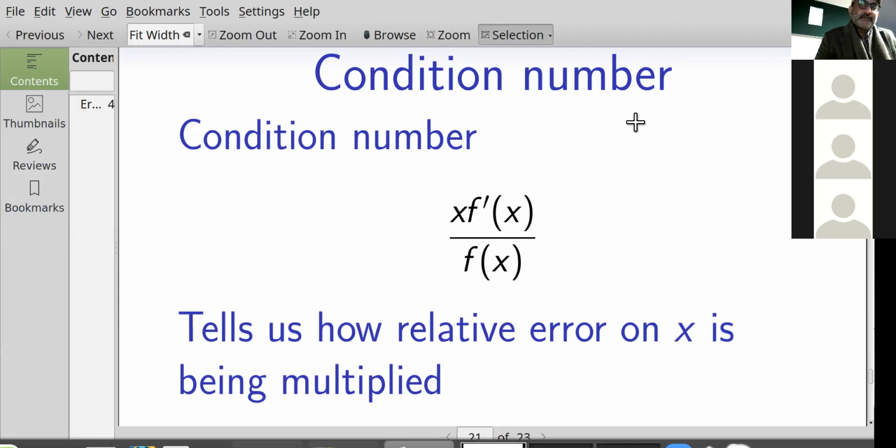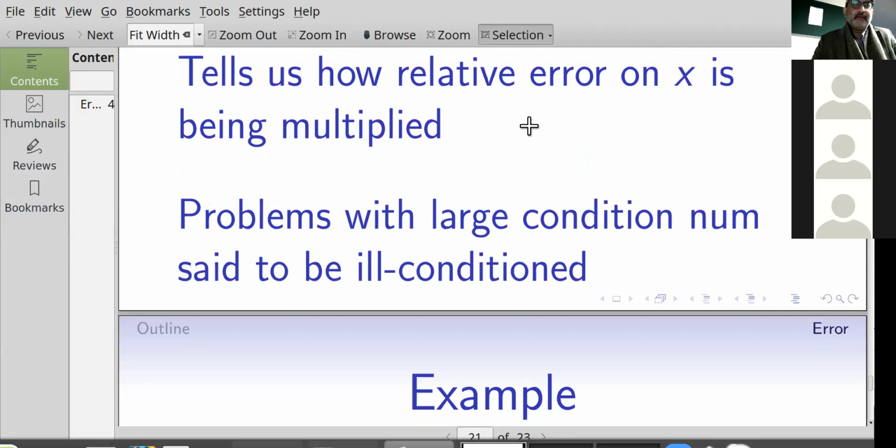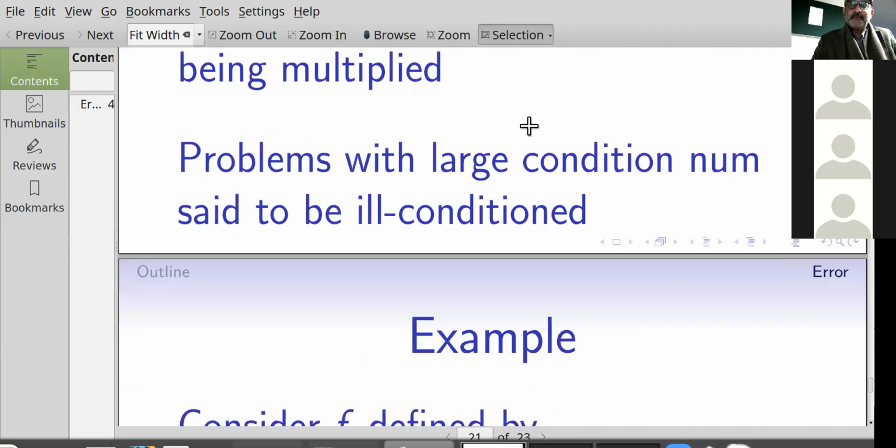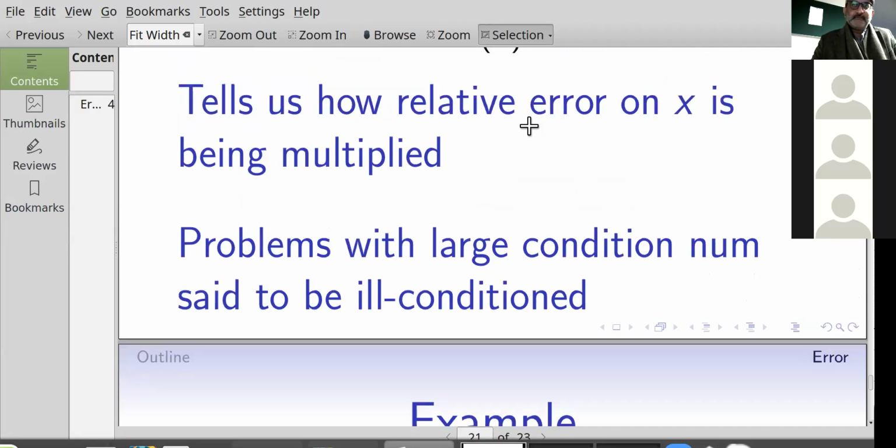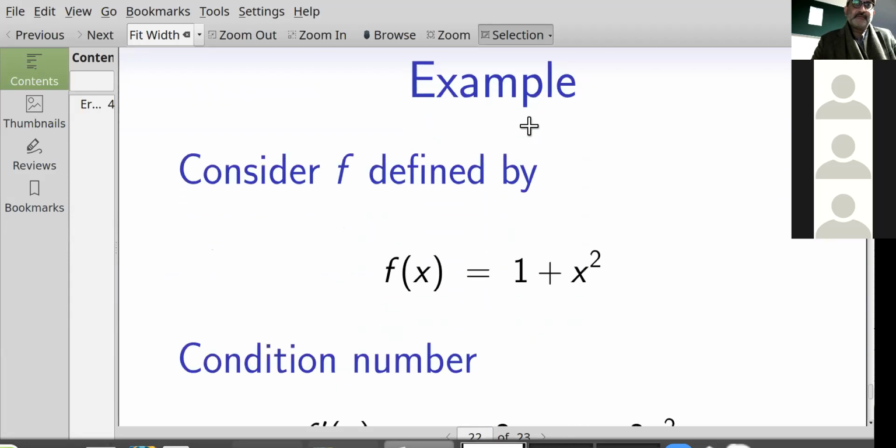Okay, so supposing that this condition number is bigger than 1, and I am applying f 10 times to some input x, then it would be this condition number to the 10. If the condition number was bigger than 1, then the relative error would be exploding, right? Okay. So problems with a large condition number are said to be ill-conditioned. All right, so let me give you an example.